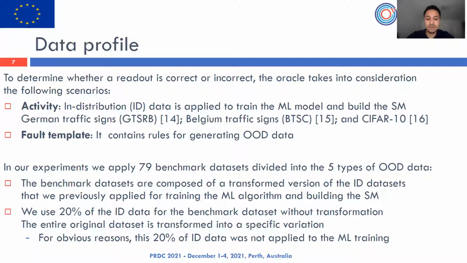And of course, we don't use the transformed data to train the machine learning, nor to make assumptions for the safety monitor as well. And these benchmark data sets are composed of 20% of in-distribution data, that is the test data in a normal scenario of machine learning, and the entire original data set, but transformed with our fault template.